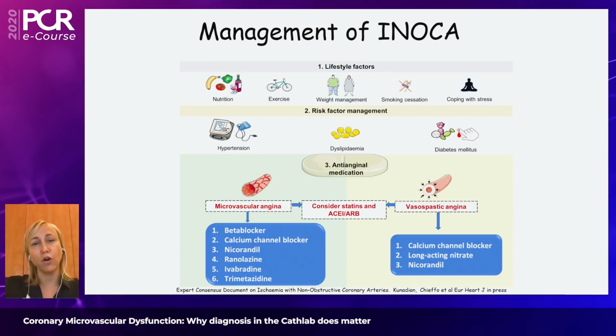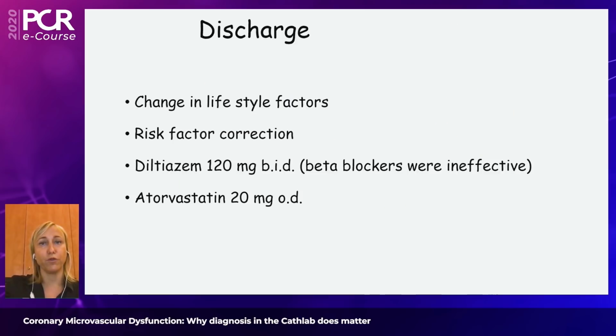So first line are beta blockers, but the patient was already on carvedilol and it was ineffective. Second line is calcium channel blocker. Then you can go with nicorandil, ranolazine, ivabradine, and trimetazidine. And you have to consider, as I was saying, on top of that, statins. That is the case because she has also not controlled dyslipidemia, and ACE inhibitors. Indeed, and this is not the case if the patient has also vasospastic angina, first line is calcium channel blocker, then long-acting nitrates and nicorandil. And this is the suggestion from the expert consensus that I was talking about before.